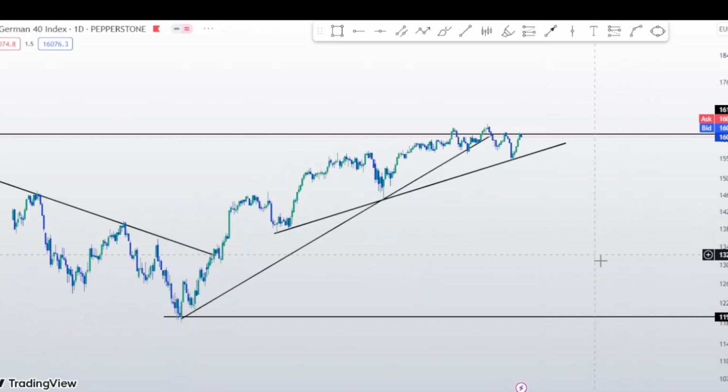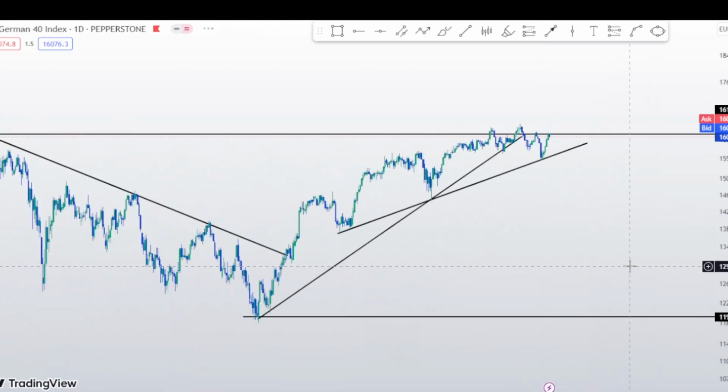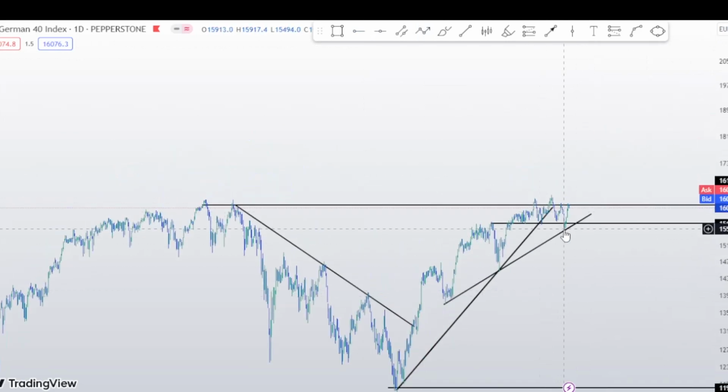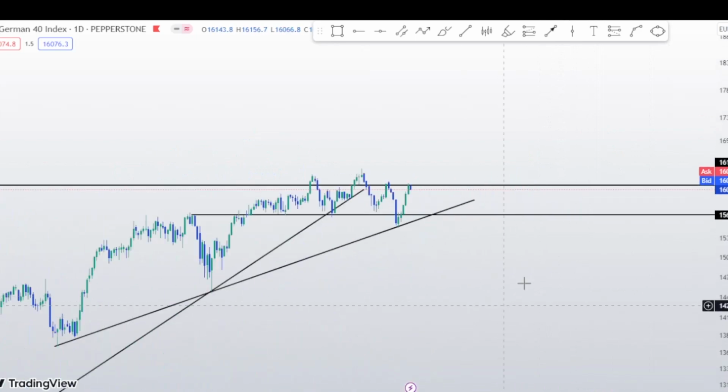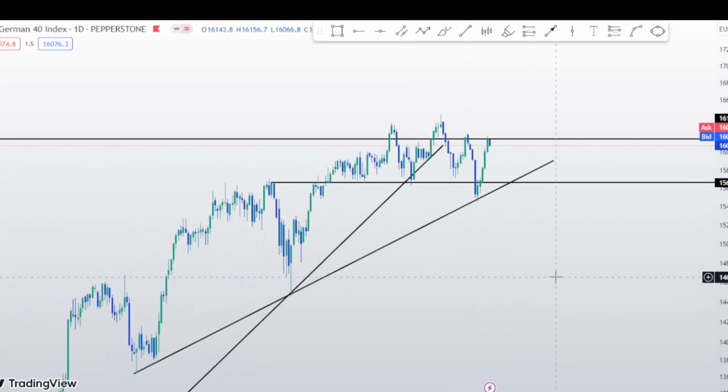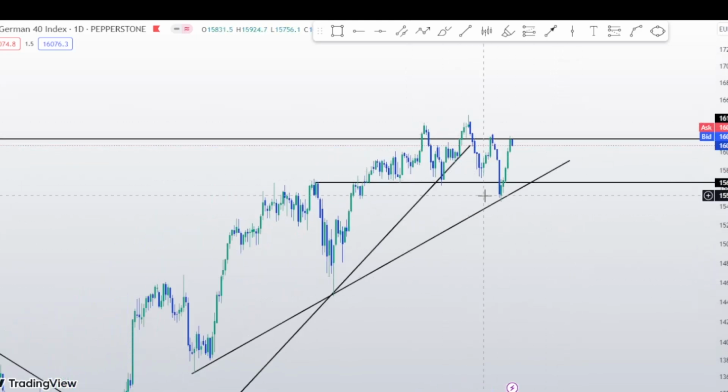I'm going to mark more support and resistance on a daily time frame. Okay, and where's my latest high? This was the high which the market bounced on again, and it came back again, broke this level. After breaking this level, the market went up again. Okay, and once it went up again, what was happening here?